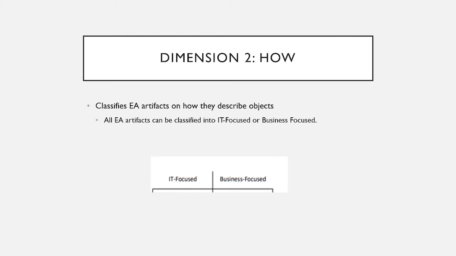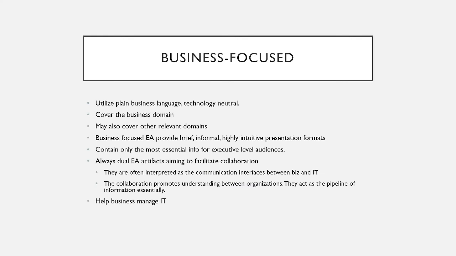Starting with business-focused, it utilizes plain business language and is technology neutral. It covers, if it wasn't obvious, the business domain. But it might also cover other domains that are relevant to business. Business-focused EA artifacts provide brief, informal, and highly intuitive presentation formats, and only contain the most essential information. If it's business-focused, it's always a dual EA artifact, aiming to facilitate collaboration.